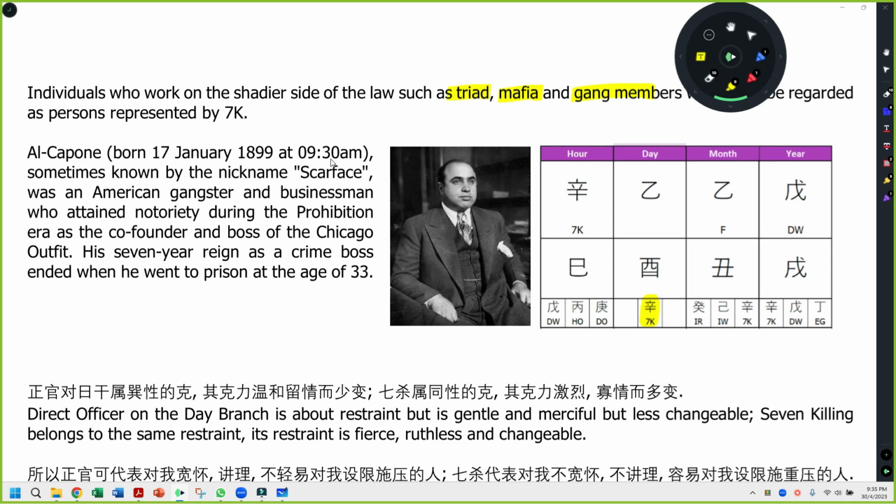In fact, let's move to the next thing that I will also do. Let's do some counting here. How many 7Ks do you find in Al Capone, the infamous gangster of the Prohibition era? How many 7Ks can you find in this person? There's 1 here, there's 2 here, 3 here, and that's 4.